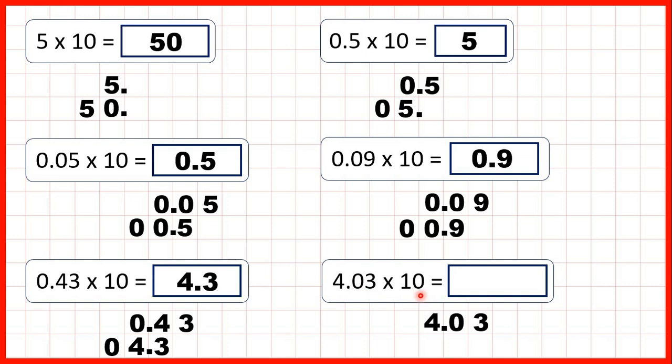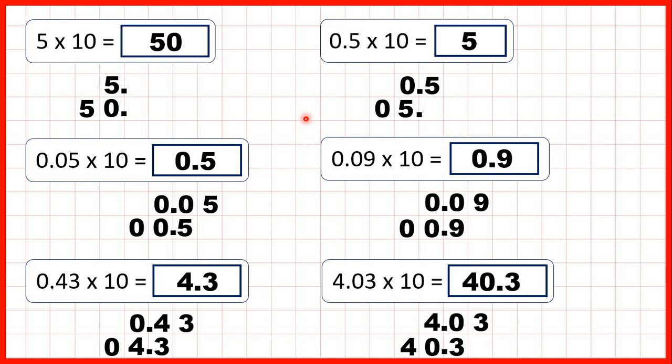And again, to multiply by 10, copy down the decimal point and move the digits 1 square across. That gives us 40.3. And it's really important that we include this 0 because it's in the middle of our number. If we didn't write this 0, the 4 would still be in our ones column, but we need to show that that's moved to the tens.